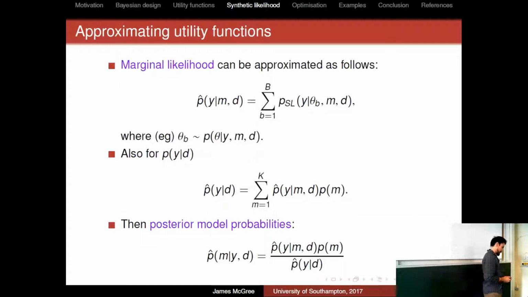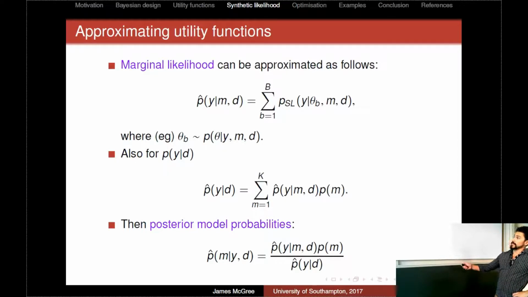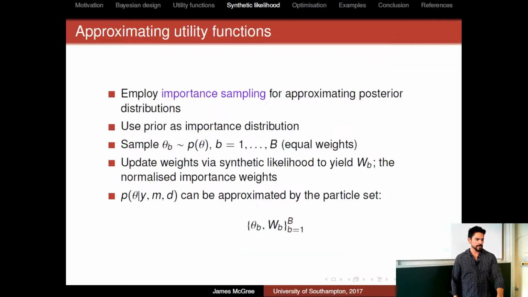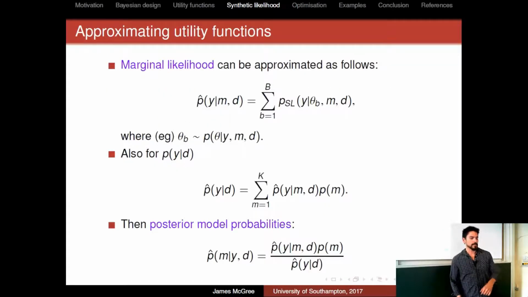Once we have that approximation, it's quite nice because we can estimate other things. We can estimate the marginal likelihood. If we can sample from a posterior, with independent samples from the posterior, we can estimate the marginal likelihood of a given model. Once we have that, we can estimate the probability of y given d. And once we have those two, we can estimate posterior model probabilities. So once we have this approximation to the likelihood, we're away. We can evaluate all of our utilities and actually do design.